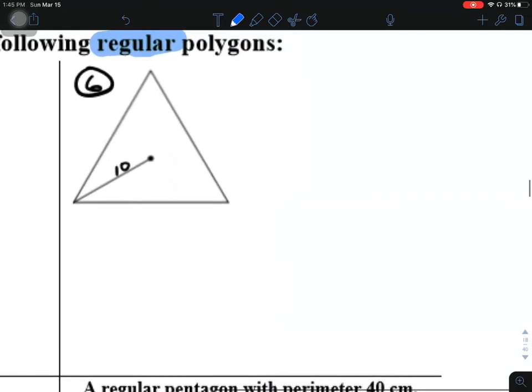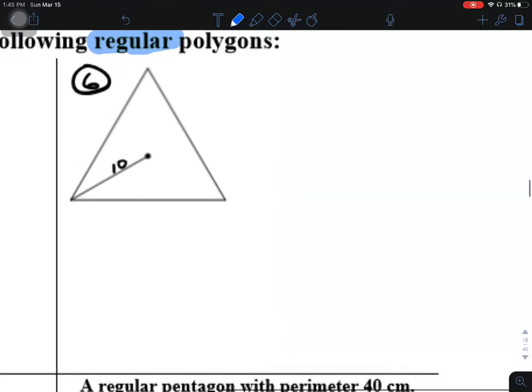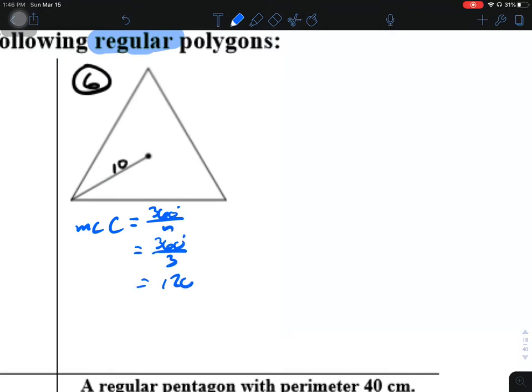Number 6. It's a triangle. We could take 1/2 the base times the height, but we don't know the base, nor do we know the height. If you don't know the apothem or the base or the height, you want to find the central angle first. That's what I would suggest. Central angle is 360 degrees divided by the number of sides. That's going to be 120 degrees.